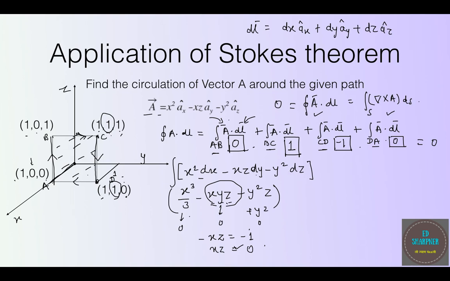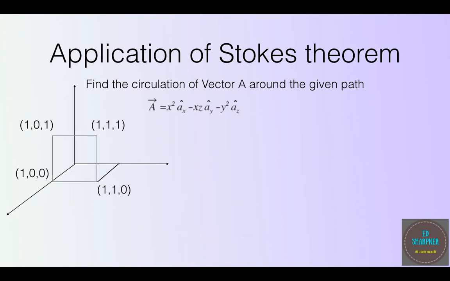And now we need to compute the same answer by calculating the cross product of del and A. Now let us look at the cross product of del and A, which is the curl of A. So we write ax cap, ay cap and az cap. Then we write dou by dou x, dou by dou y and dou by dou z. The first term, which is x square, then we write minus xz, then we write minus y square.